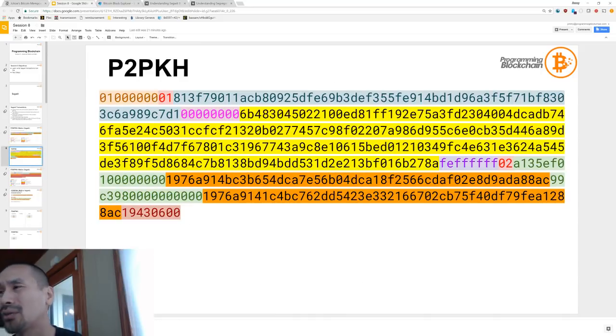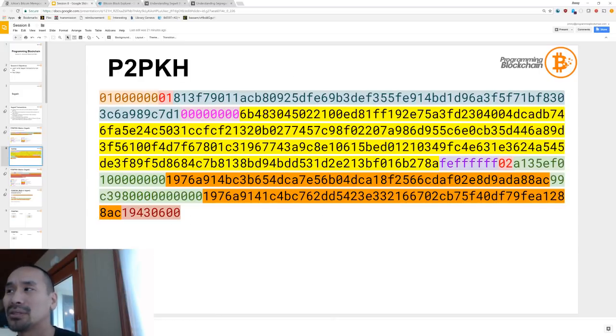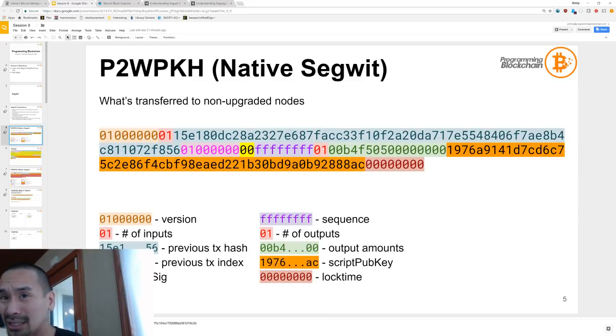This is what a normal transaction looks like. This is a pay-to-pubkey-hash, or addresses that start with 1. If you're spending from those, this is more or less what it looks like. You see that big yellow part. It's a lot bigger than this one, which is 1 byte of that yellow part versus like 100 bytes of that yellow part. So you can see that it's smaller.